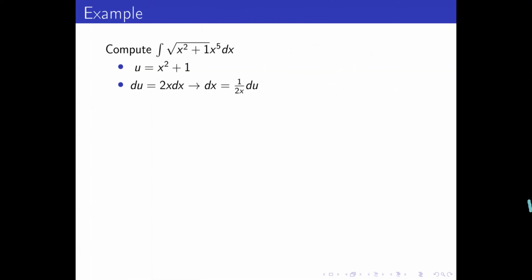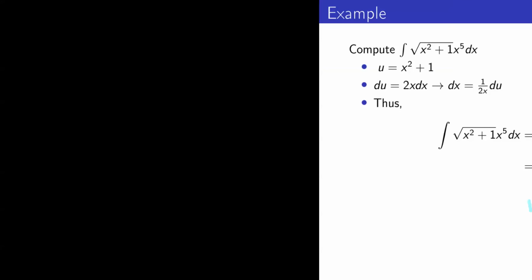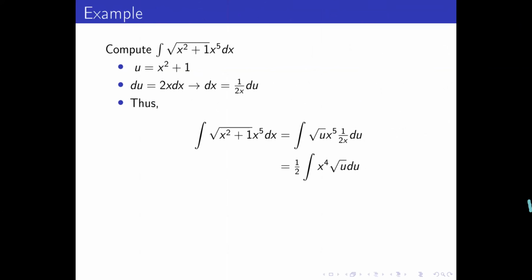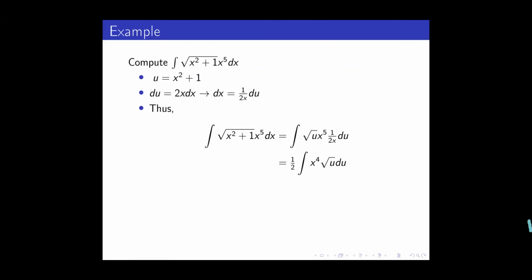Then dx is 1 over 2x du. So you put this back in. So see, the first step is always make sure that dx becomes du, and then you deal with the remaining x. Okay. So once you get this, you deal with this x to the power 4 later on.